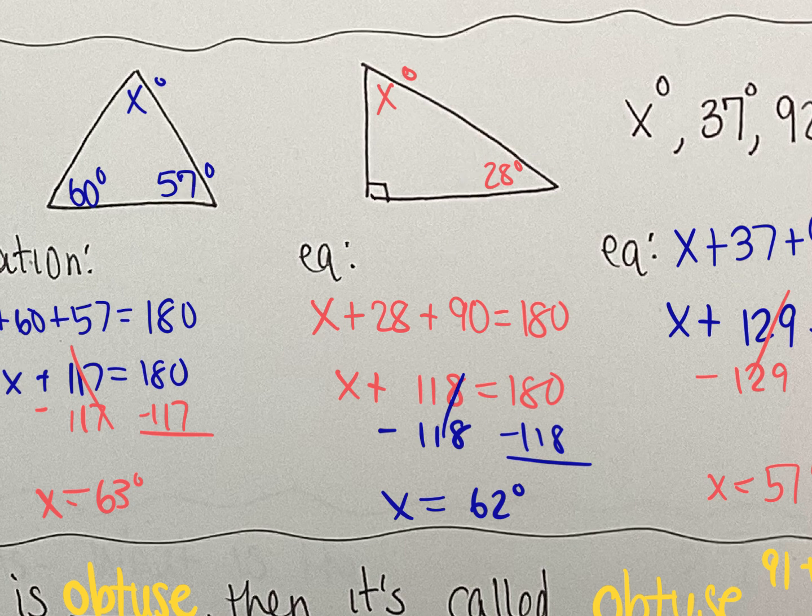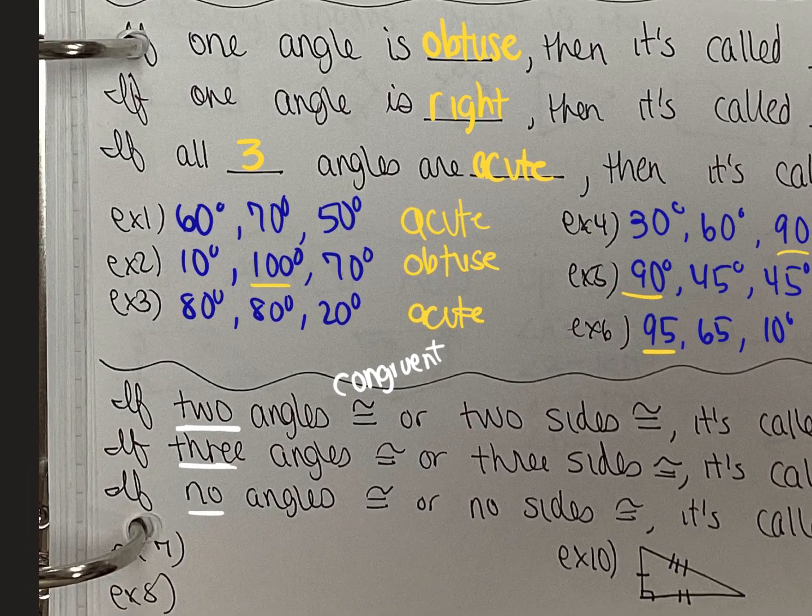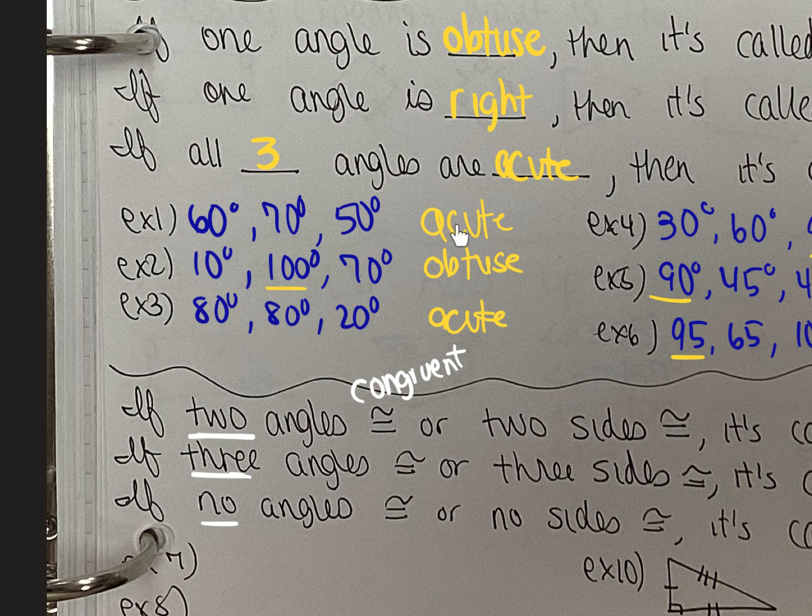Okay, let's look at this last one. I had X, 37, and 92. X was 51. Do any of them match? Nope, none of them match. So it's scalene. This guy is greater than 90, so it's obtuse. Scalene, obtuse. Okay, let's look at these. We already know this one is acute. It's acute scalene, obtuse scalene, acute scalene. I've just done everything scalene.